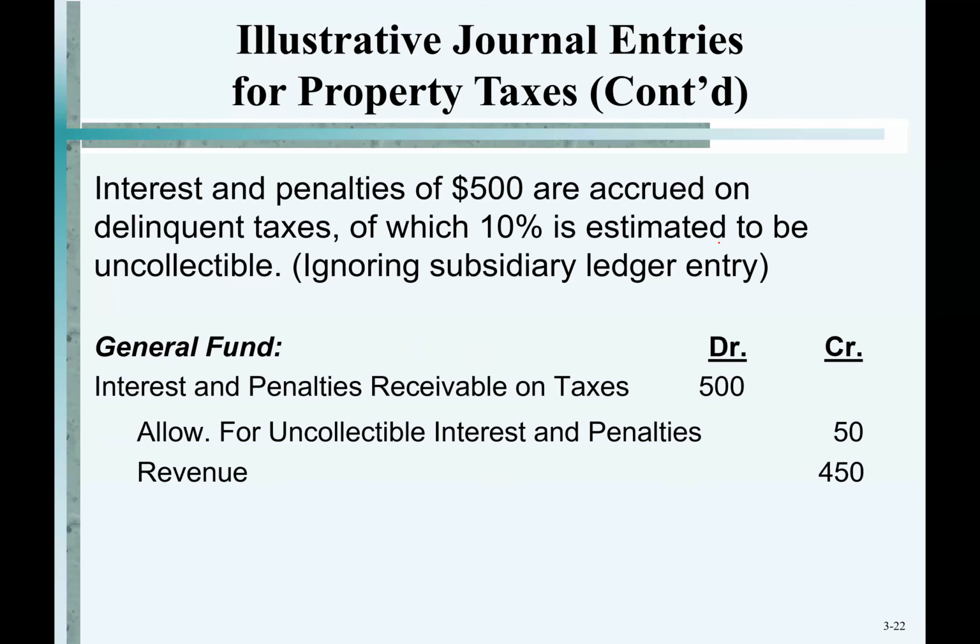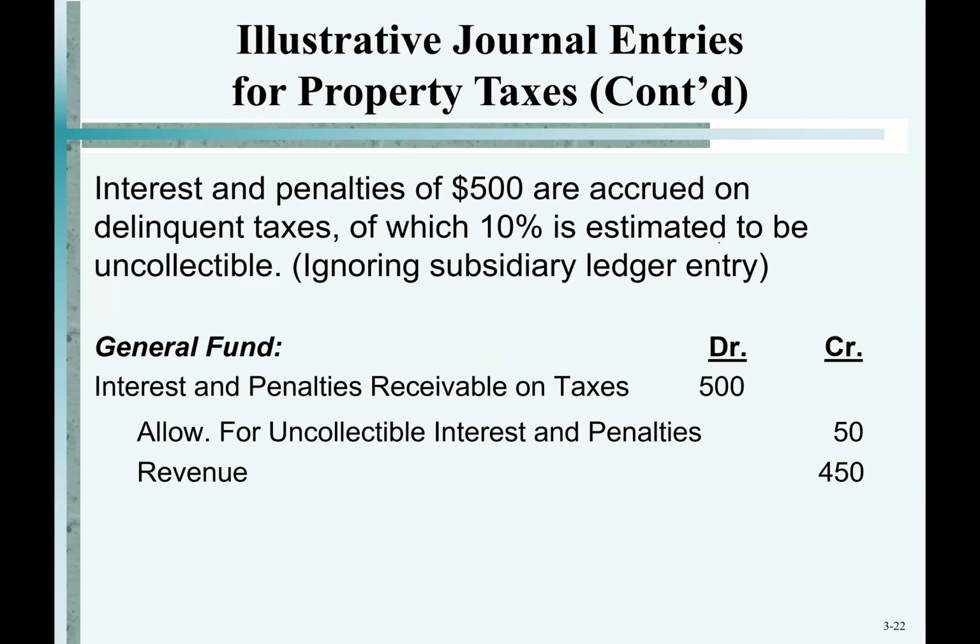Now, we can also set up amounts receivable for interest and penalties. We're saying interest and penalties are going to be 500. And even the interest and penalties you may not collect, so you set up an allowance for that and record the interest and penalty revenue, and you report that net of the uncollectible amount.